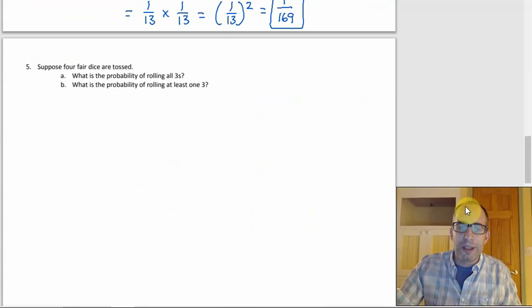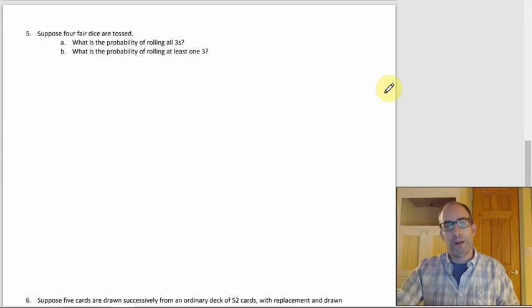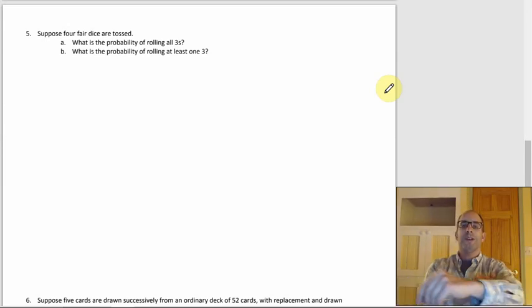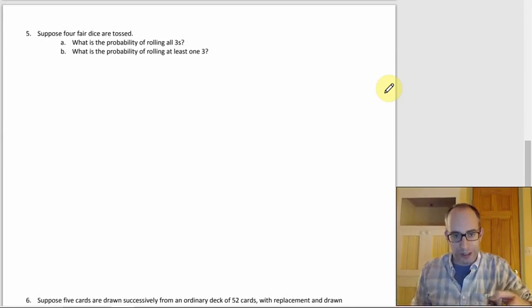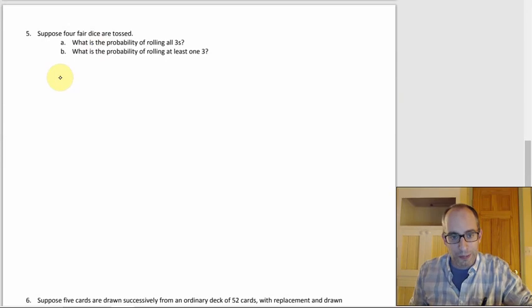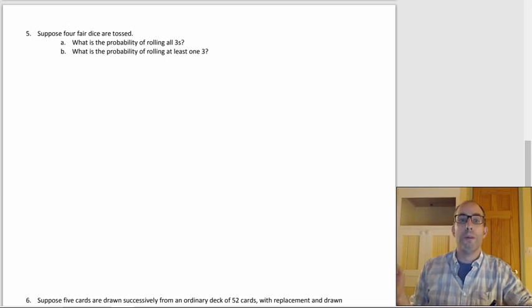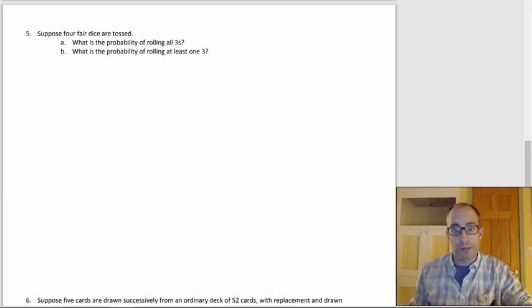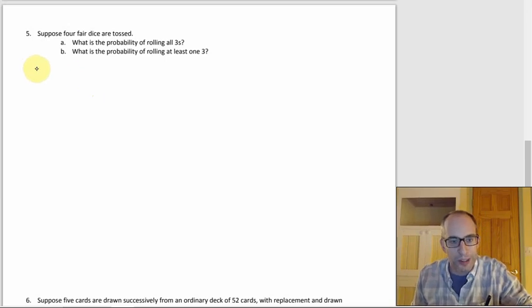But anyway, the next thing is, so suppose 4 fair dice are tossed. So I guess instead of the same one over and over, just throwing 4 of them all at once. So then what's the probability of rolling all 3s? Okay, this one, so this is 3 on the first and 3 on the second and 3 on the third and 3 on the fourth, but those 4 dice are going to be independent of each other, so we can turn this into multiplying individual probabilities together.